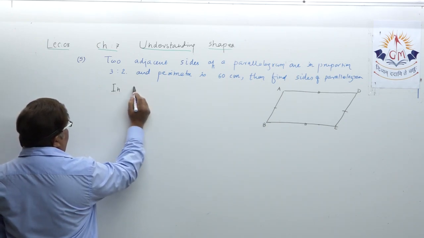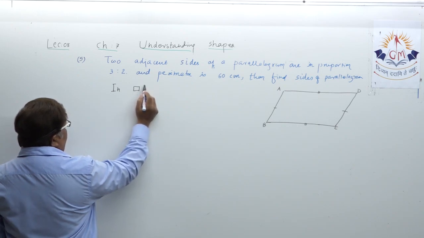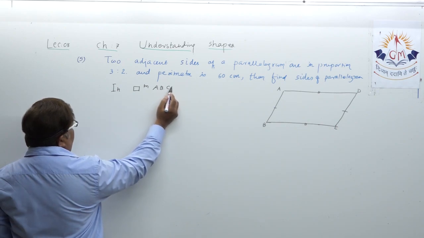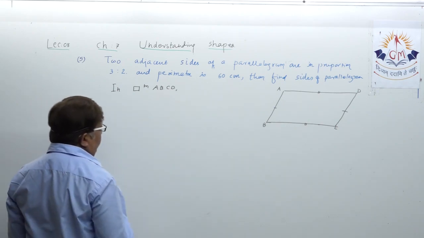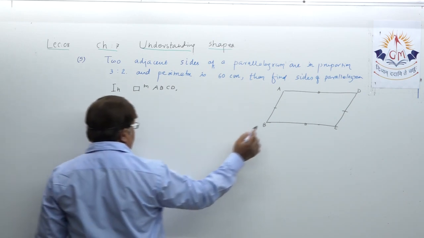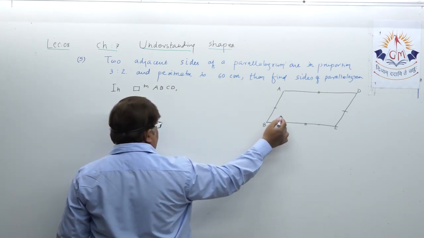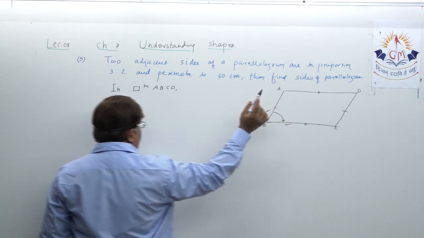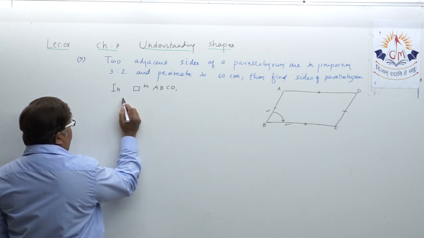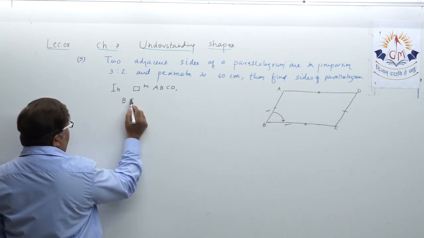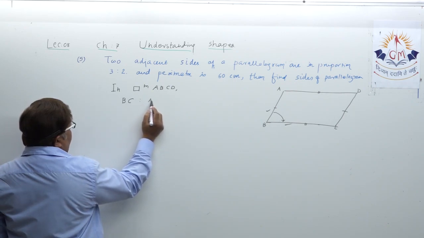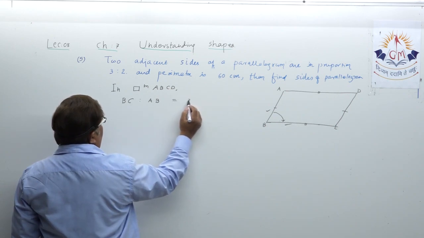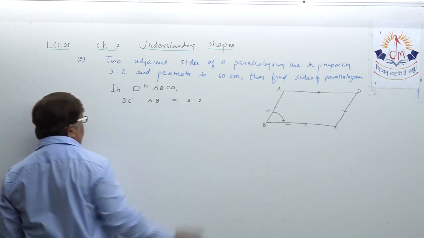Just concentrate with me because you may not receive SLP for this. In parallelogram ABCD, let me take this pair, BC longer side, AB shorter side. I am writing it here. BC is to AB equal to 3 is to 2.